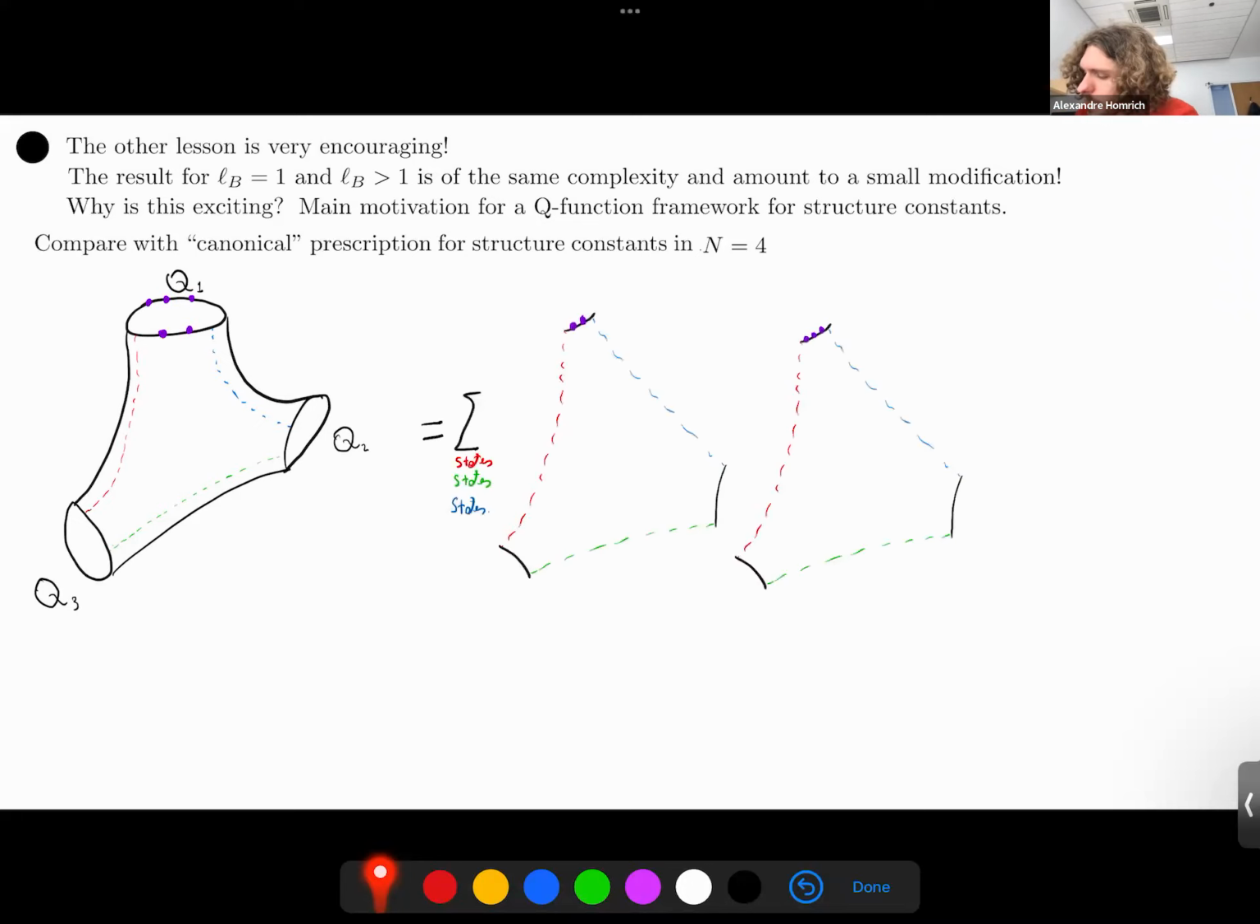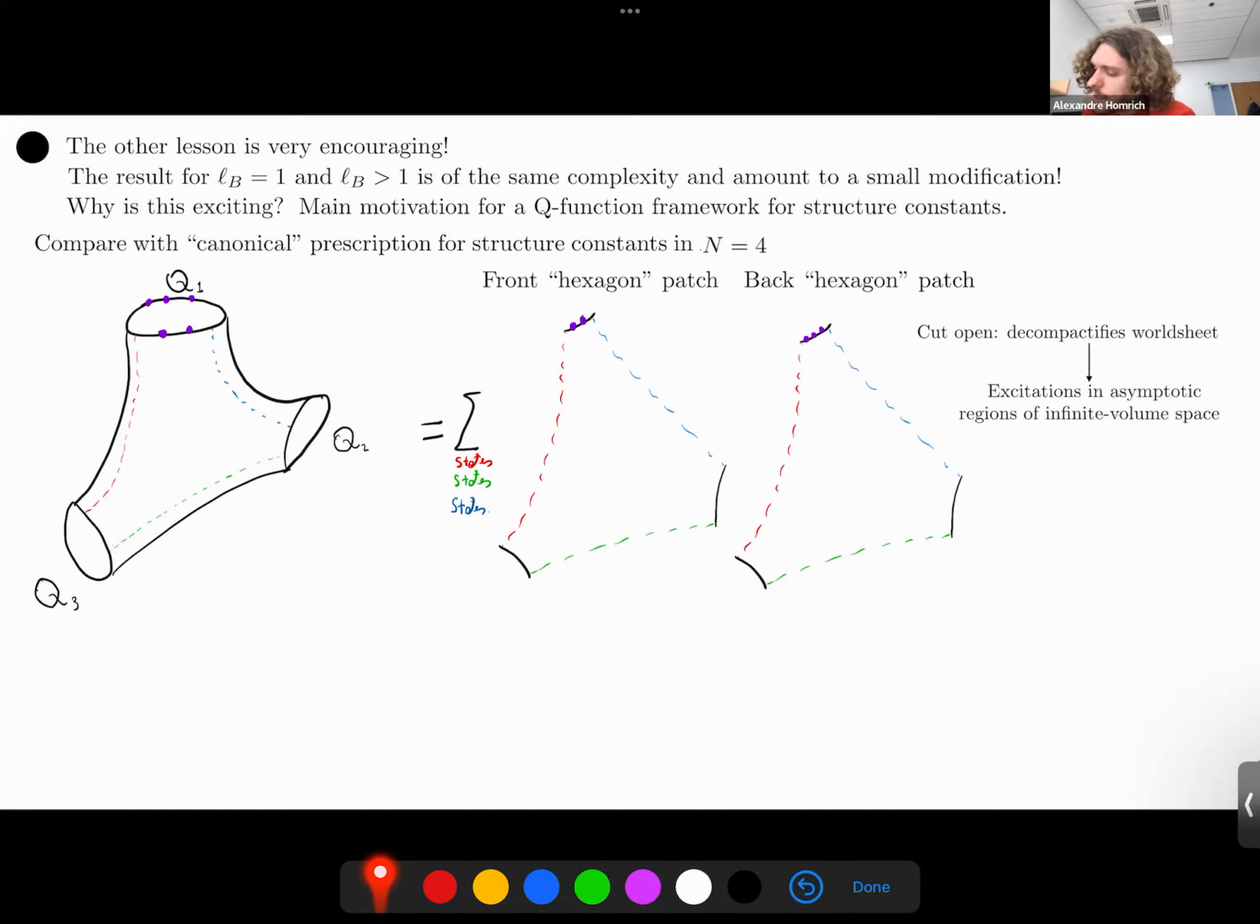Once you do that, of course, when you cut open this path integral, you need to insert a complete basis of states that glue back together these two patches. These two patches we call, say, the front and the back hexagon patch. So this formula I'm now describing is the so-called hexagonalization framework. And the idea is that once you cut open the worldsheet, you decompactify it. And now what you have are excitations in the edges of the hexagon that live in this infinite volume space.